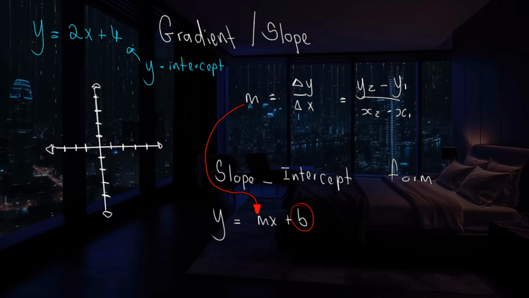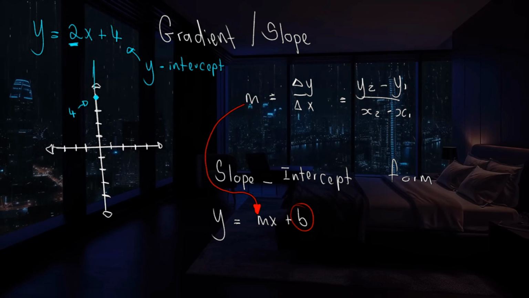So let's go plot that. So 4's over here. So I'm going to go make a dot. Then we have this m. Well, we know now m is the slope or the gradient, and what this necessarily means is that for every 2 slots I go up, I'm going to go 1 right.